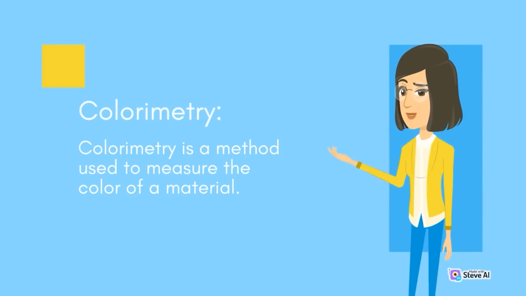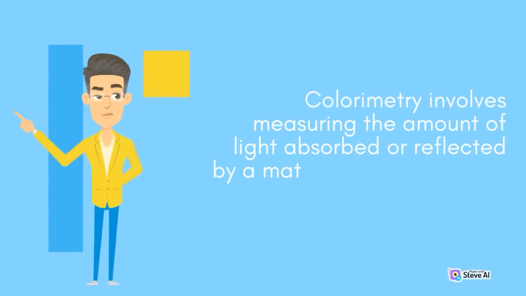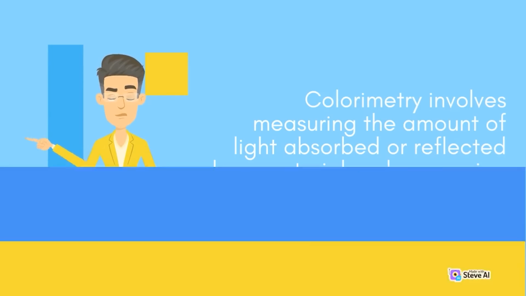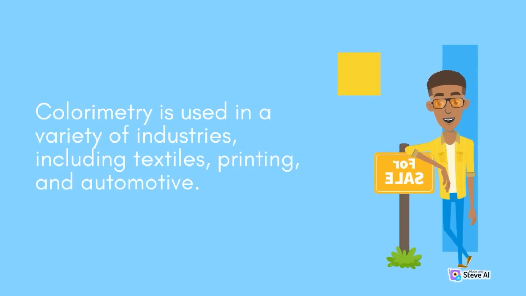Colorimetry. Colorimetry is a method used to measure the color of a material. Colorimetry involves measuring the amount of light absorbed or reflected by a material and comparing it to a standard reference. Colorimetry is used in a variety of industries, including textiles, printing, and automotive.